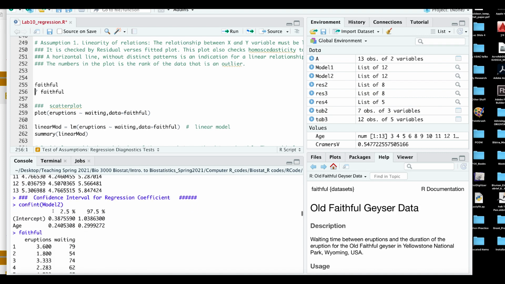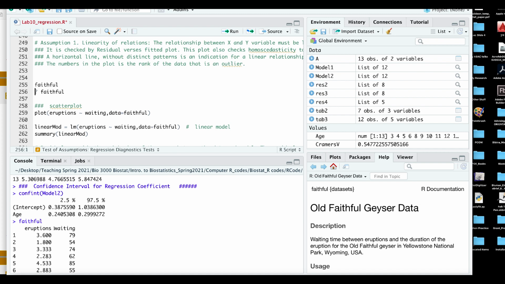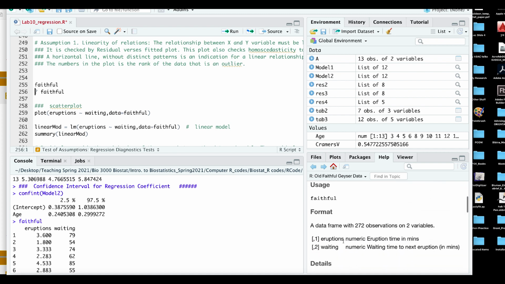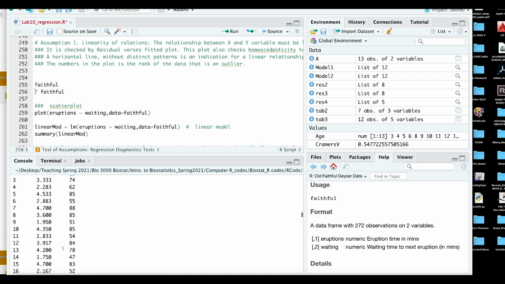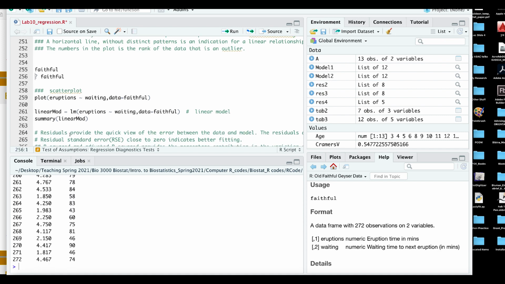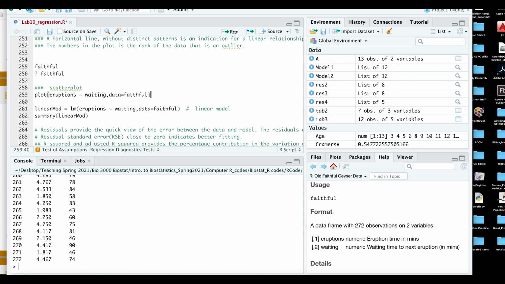The first column here is the eruption time and then the waiting time. Look at this. In faithful, the first is the eruption time in minutes, and the other is the waiting time in minutes. So these are the eruption times, like 3.6. The first time they recorded, it erupted for 3.6 minutes, and then it stopped for 79 minutes, and it erupted again, like that. Another time they recorded 1.8 minutes of eruption, and then 54 was the waiting time, and so on. That's what this data is. Now let us plot. How does the plot look like? This is what the plot looks like.